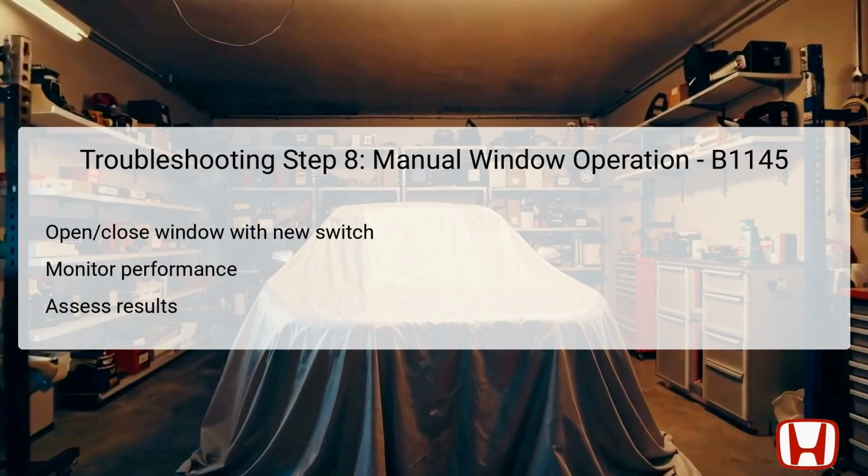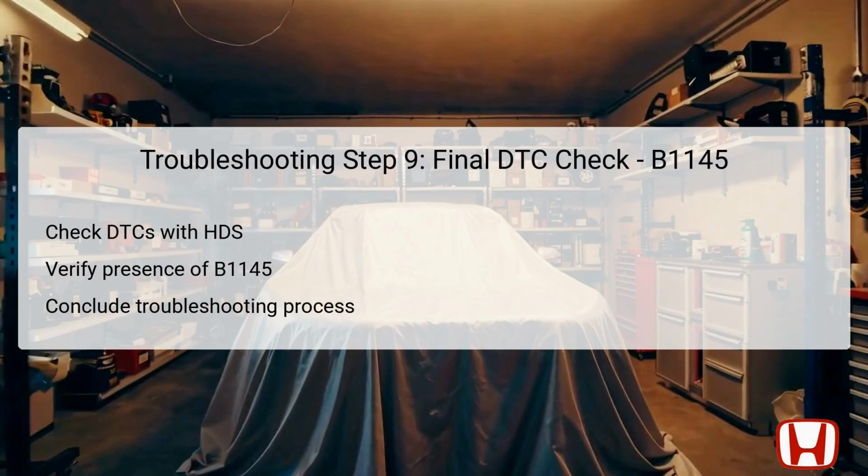If the window now functions seamlessly, it confirms that the original switch was indeed the failing component. Conversely, if issues persist, further investigation into the motor or wiring is necessary. The last troubleshooting step involves performing a final check of DTCs with the HDS. This is done to ascertain whether the B1145 code remains after substituting the front passenger's window switch.